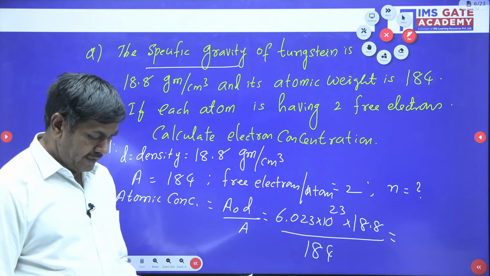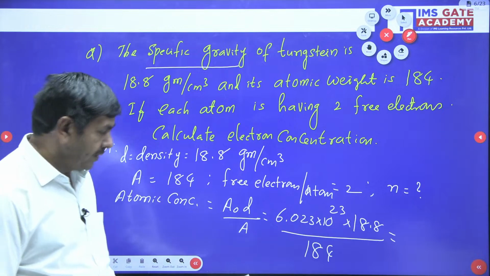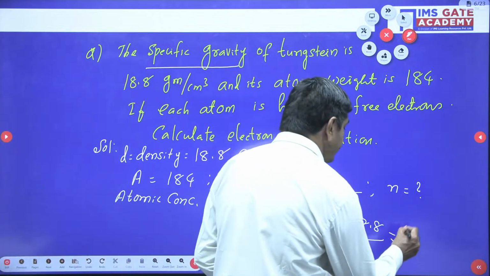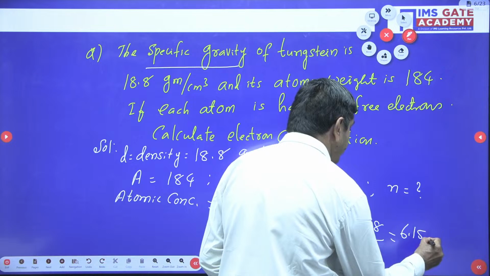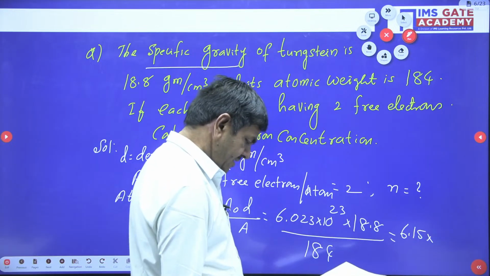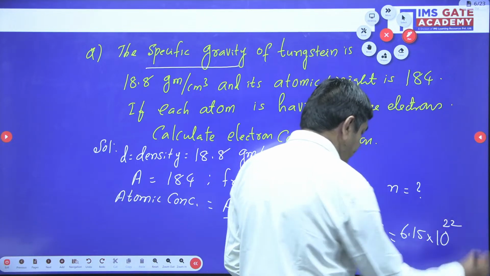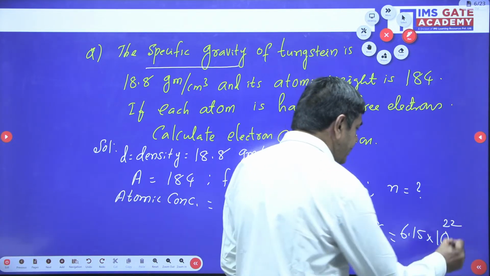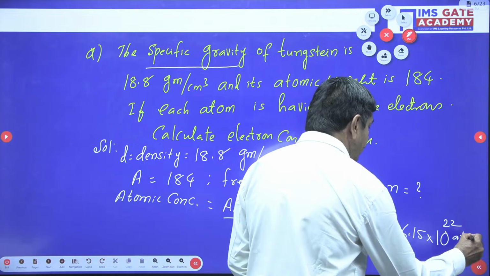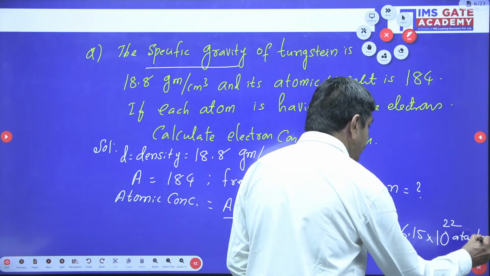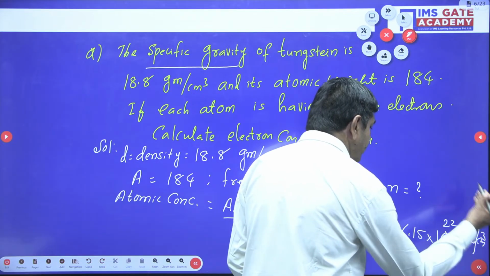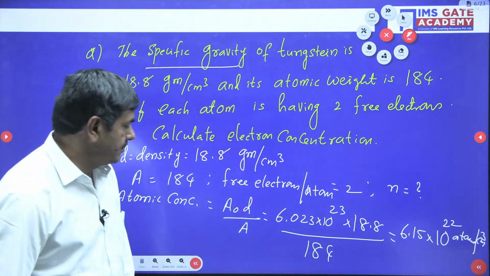Its value comes as 6.15 into 10 power 22 atoms per cm cube.